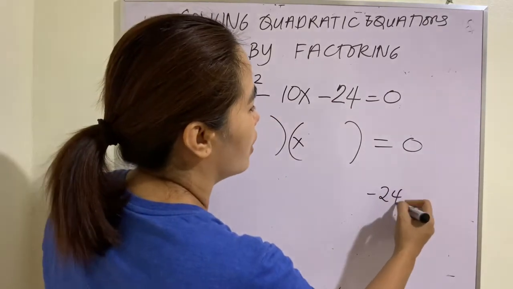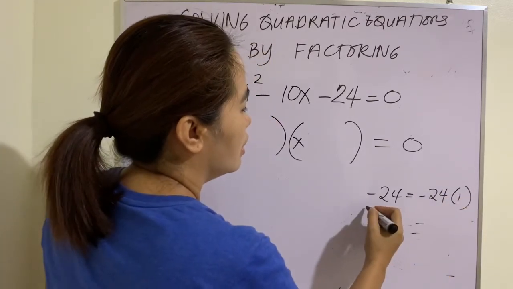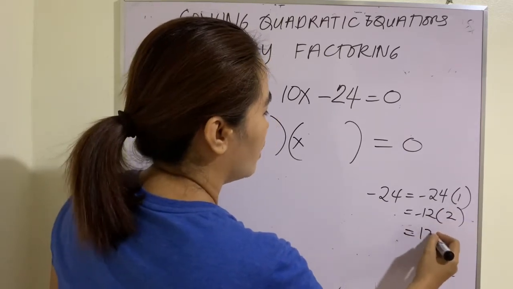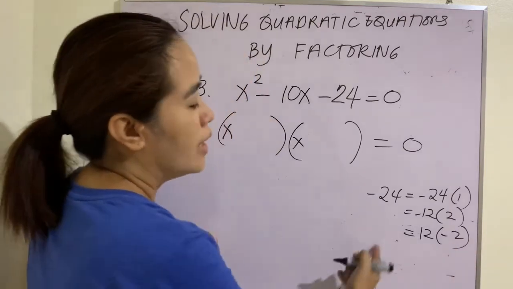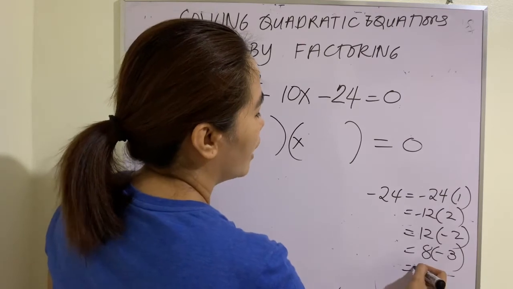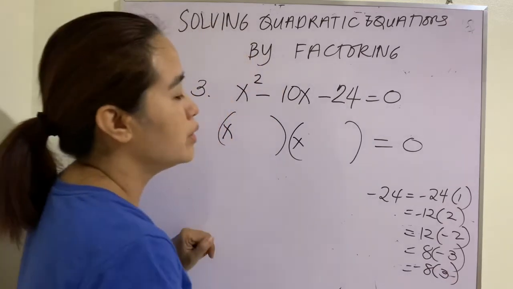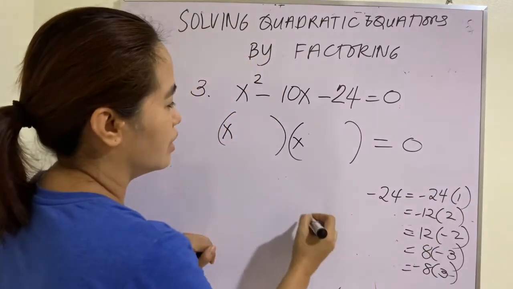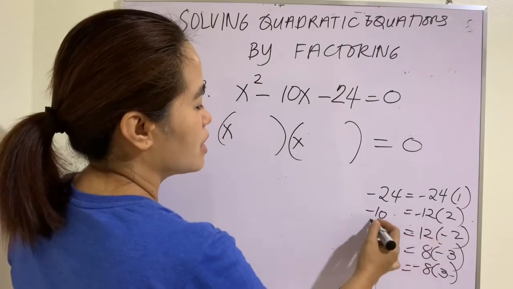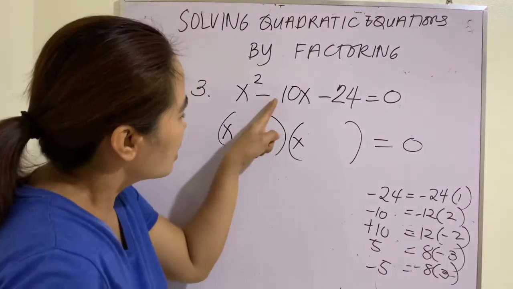So, negative 24. It can be negative 24 and 1. It can be negative 12 and 2. It can be 12 and negative 2, and vice versa. Now, it can also be 8 and negative 3, or negative 8 and 3. Okay, now you get the sum of these. This one is negative 23. This one is negative 10. This one is positive 10. This is positive 5 and negative 5. So, this one is negative 10.